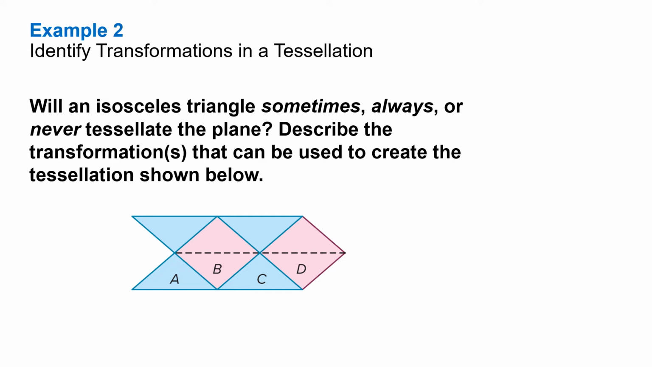Will an isosceles triangle sometimes, always, or never tessellate the plane? Describe the transformations that can be used to create the tessellation shown below. So in a previous slide, we learned that any type of triangle will tessellate the plane because the sum of the interior angles of a triangle is 180 degrees.